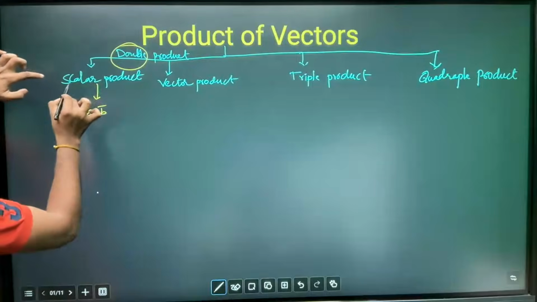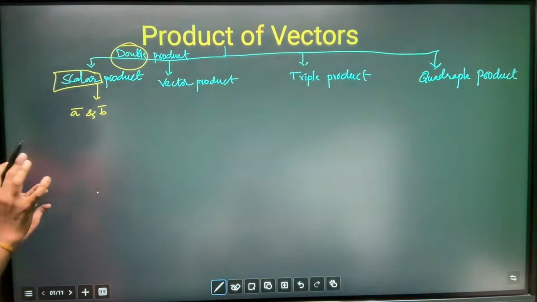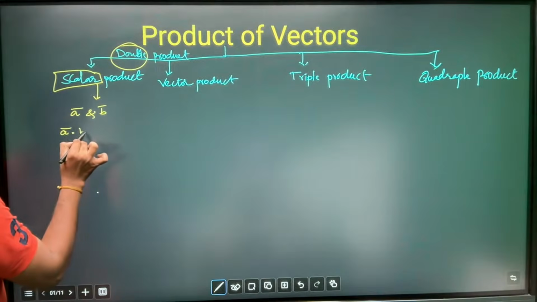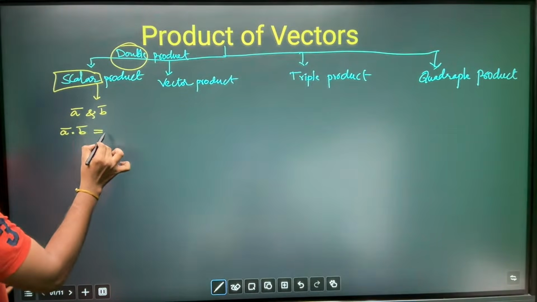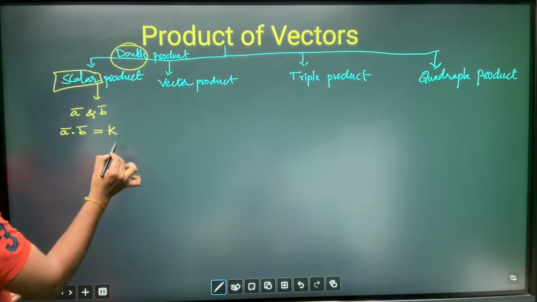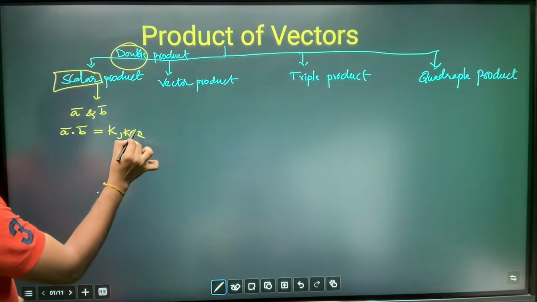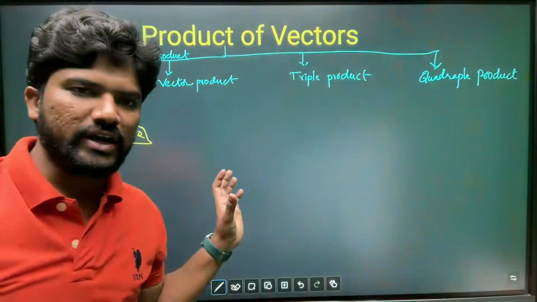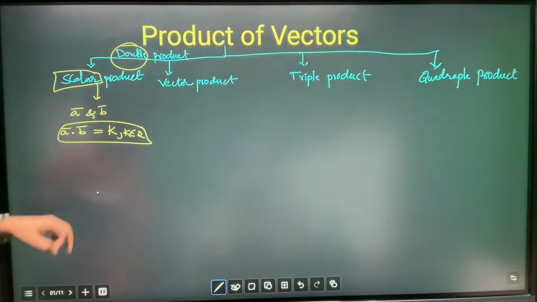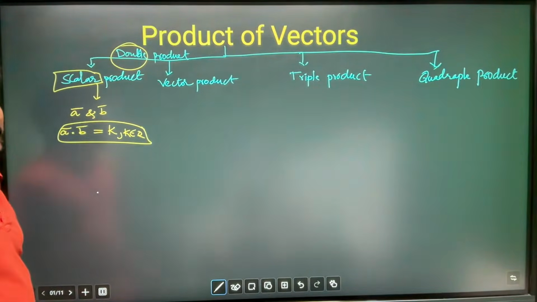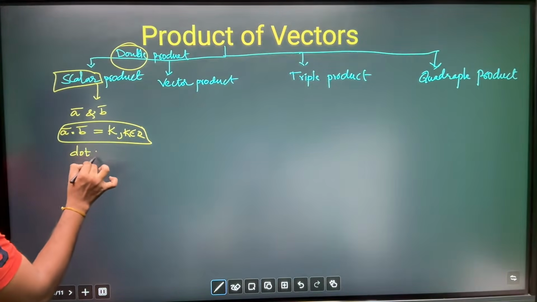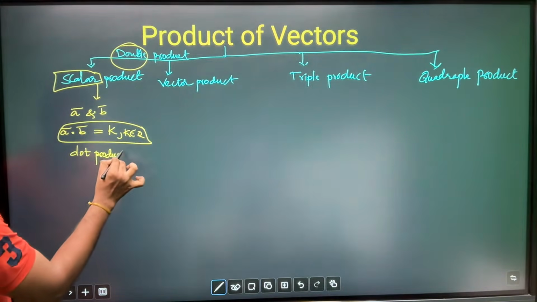What is the meaning of the word scalar? Whenever you multiply these 2 vectors, if that product is any constant, like small k, where small k is any real number, positive or negative or 0, whatever it may be, whenever the product of 2 vectors is equal to a constant, that is called scalar. It is mathematically denoted by dot. Scalar product అని చెప్తాం. దీన్నే మనం డాట్ ప్రొడక్ట్ అని కూడా అంటాం. Okay, this is also called dot product.